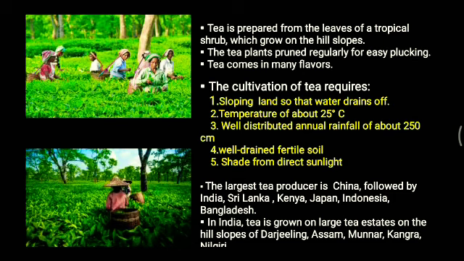Now the largest tea producer is China, and secondly we have India. Along with them, other countries such as Sri Lanka, Kenya, Japan, Indonesia and Bangladesh also grow tea in their country. Now if we see in India, tea is basically grown on large tea estates on the hill slopes of Darjeeling, Assam, Munnar, Kangra and Nilgiri. So in these areas, tea is largely grown.